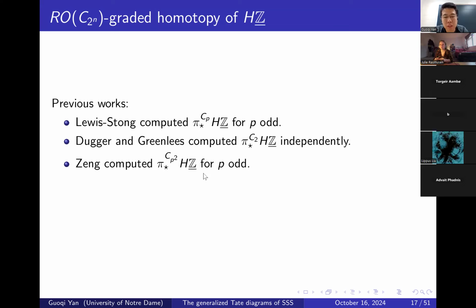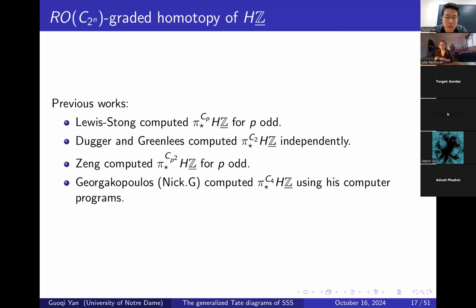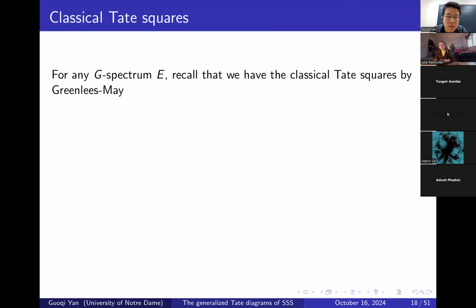Zeng computed the homotopy of HZ for the group C_{p^2} when p is odd. And Nick G computed the C4 case using his computer program. So this is a very complicated computation. Now our new method is about the generalized Tate diagram.